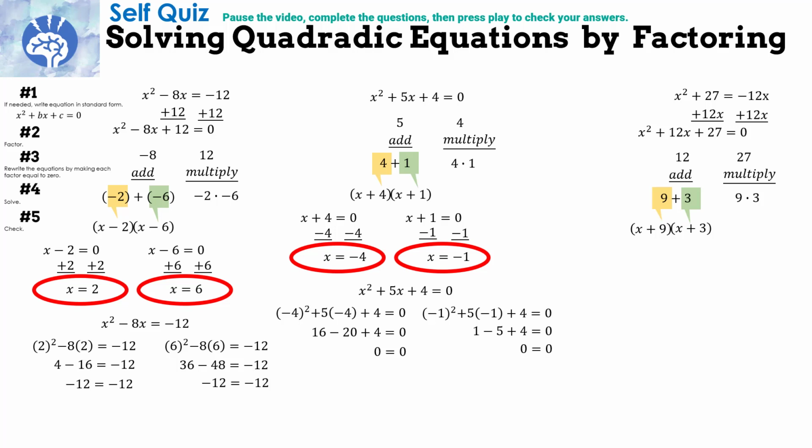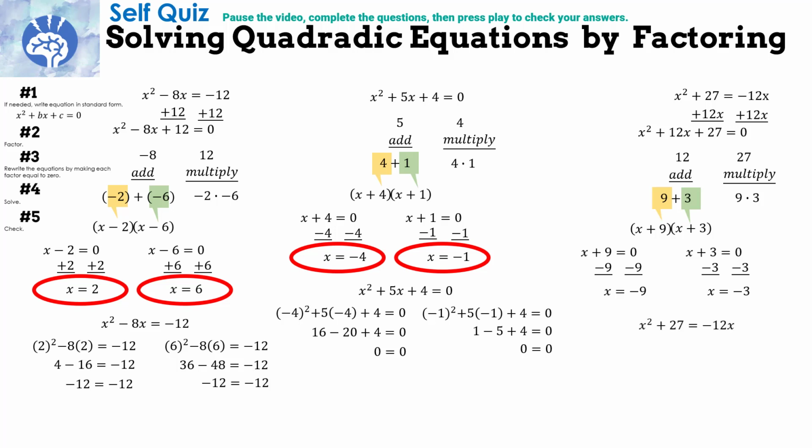Step number 3 is to rewrite the equation by making each factor equal to 0. So x plus 9 equals 0. I subtract 9 from both sides. I get x equals negative 9. x plus 3 also equals 0. I subtract 3 from both sides, and x equals negative 3.